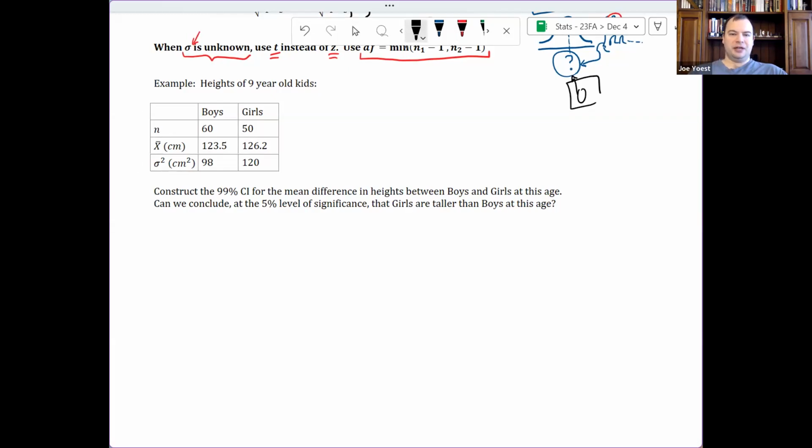Okay, so in practice, what does this look like? Here we have heights of 9-year-old kids. We want to construct a 99% confidence interval for the mean difference in heights between boys and girls. And at the 5% level of significance, can we conclude that girls are taller than boys at this age? So let's suppose that mu1 is related to girls, and mu2 is the mean height for boys at this age.